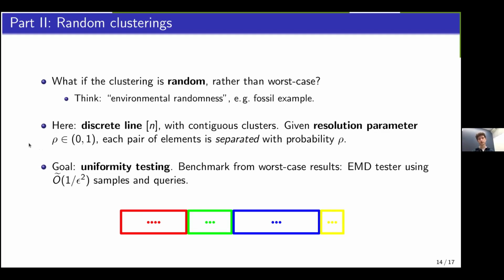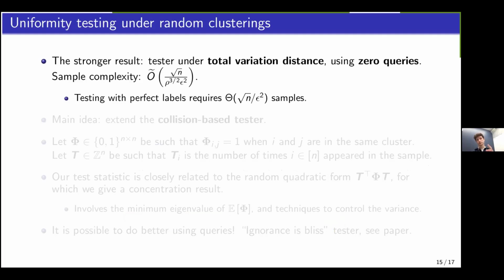Our goal in this model is to study uniformity testing. As a benchmark from the worst case results, because these are a special case of the axis-aligned boxes, we do have an EMD tester using roughly 1 over epsilon squared samples and the same order of queries. We want to give a stronger result than this, in two ways. First, we're going to give a tester under the stronger total variation distance, which is much stronger than EMD. And second, our tester is going to use 0 queries. It will only use samples.